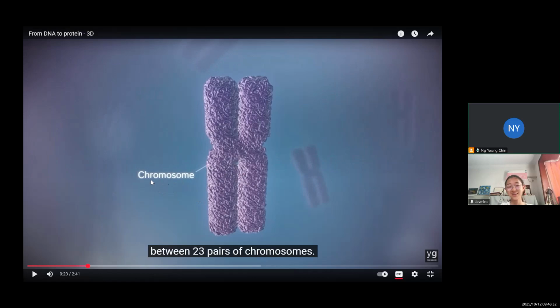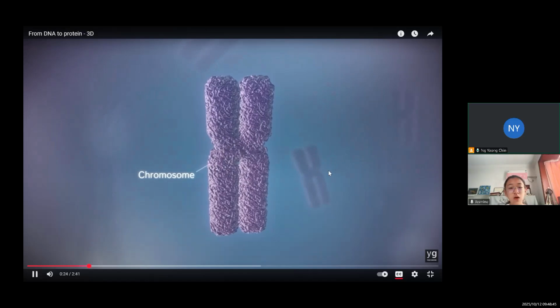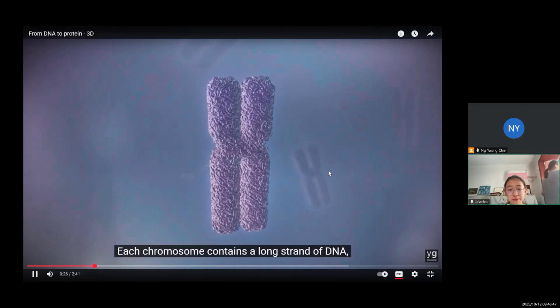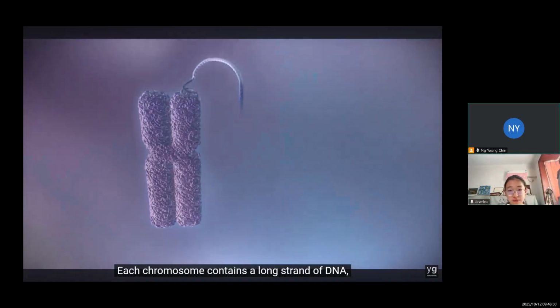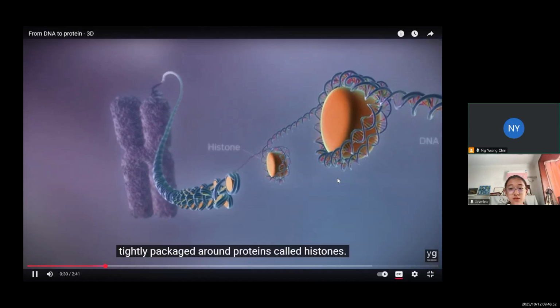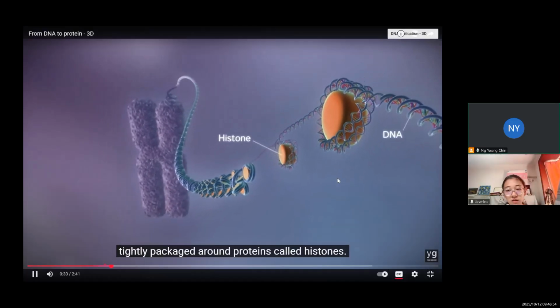So actually this chromosome is made out of the DNA. They tightly coil to each other. You can see, it's like a lot of threads coiled to each other. So actually this is the DNA. Each chromosome contains a long strand of DNA, which is tightly packaged around proteins called histones.